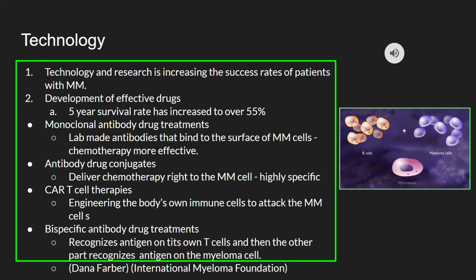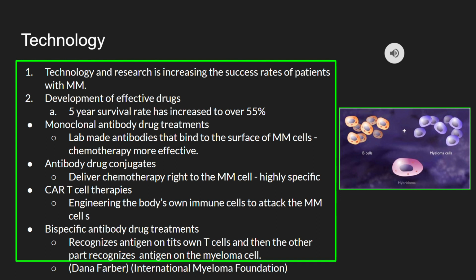So it's highly specific. The next 2 are the most recent, and these are the CAR T cell therapies and the bispecific antibody drug treatments. And this is engineering the body's own immune system to attack the multiple myeloma cells. So in the second one, the bispecific antibody drug treatment, this drug is going to recognize an antigen on its own T cells and then also recognize an antigen on the myeloma cells, and by doing that is able to activate the T cells against the myeloma cells.